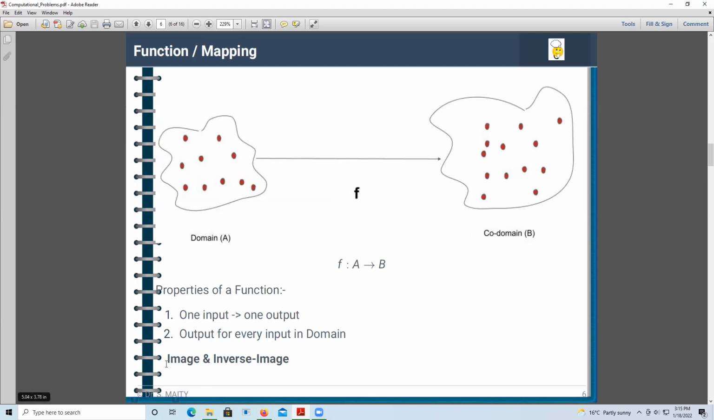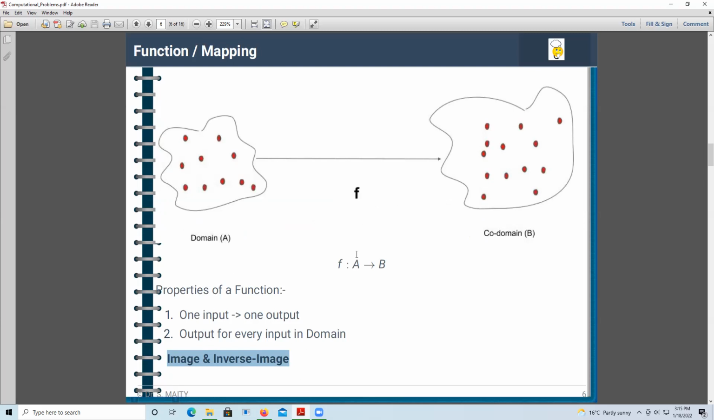Now, two terms. For those who have already studied or remember, it is okay. Otherwise, it is a recap only. Image and inverse image in the context of function. What is an image and what is an inverse image?